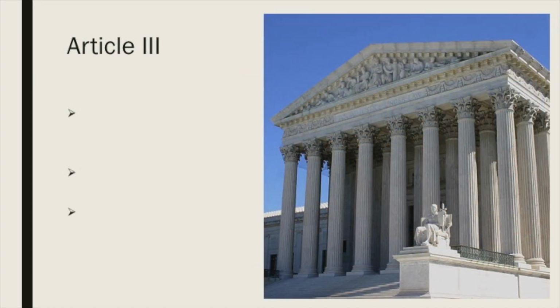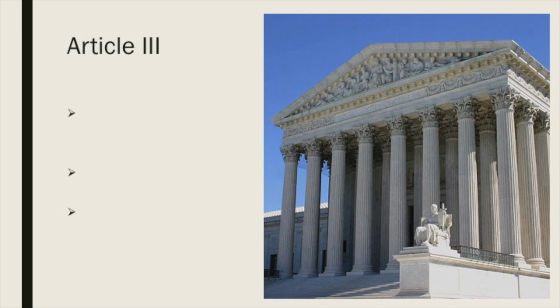Article 3 sets up the judicial branch. Of the first 3 articles, this is the shortest of them. It sets up the Supreme Court and the ability of Congress to create lower courts as needed. It also outlines the idea of jurisdiction. Jurisdiction is the idea of who has the authority to hear a case.